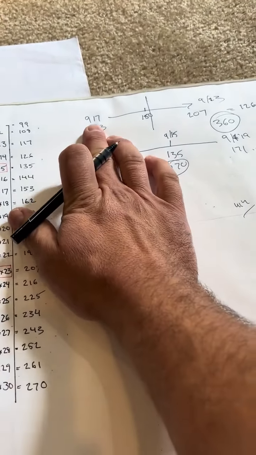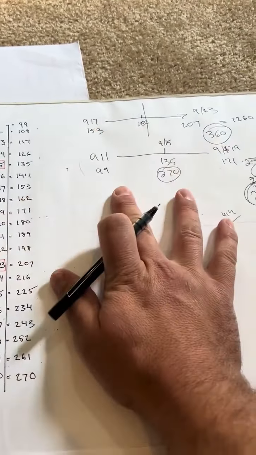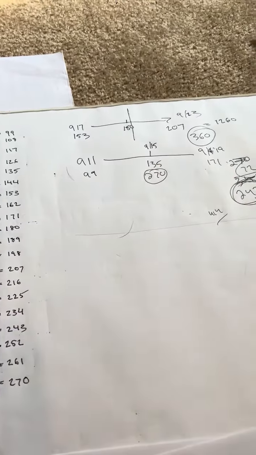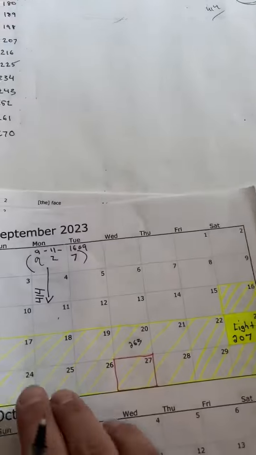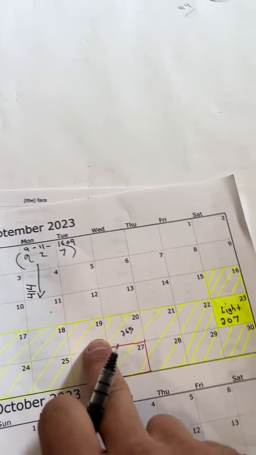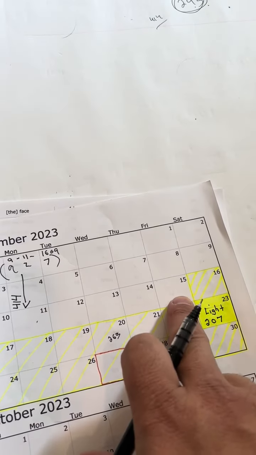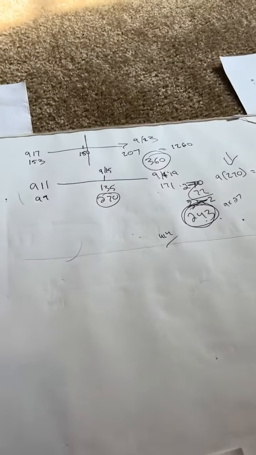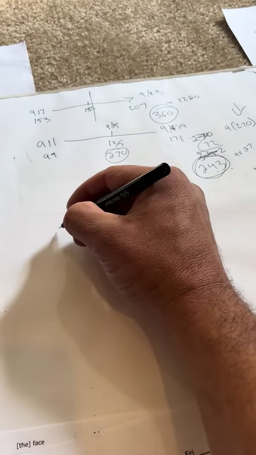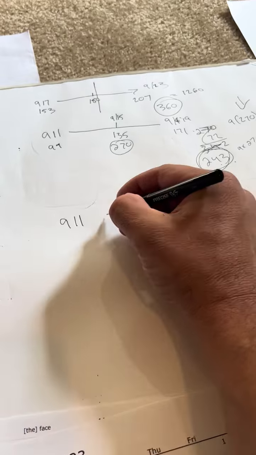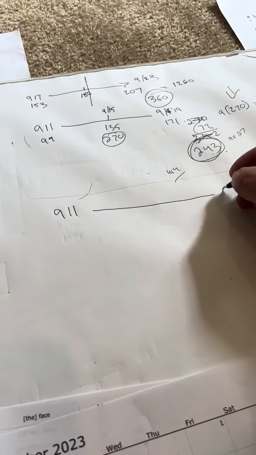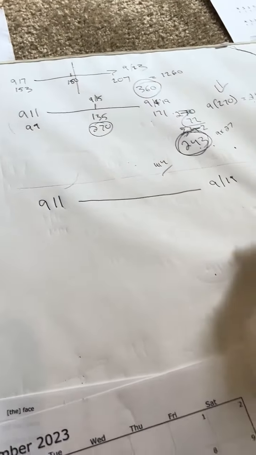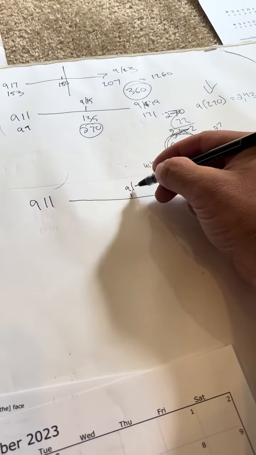All right, so continuing on with this theme, this bracket of 9/11 to 9/19, with 9/15, which was the first day of the Feast of Trumpets, in the middle of the 414 pattern that we've been seeing. All right, so we'll start back at that. 9/11 to 9/19 with 9/15 in the middle, okay?